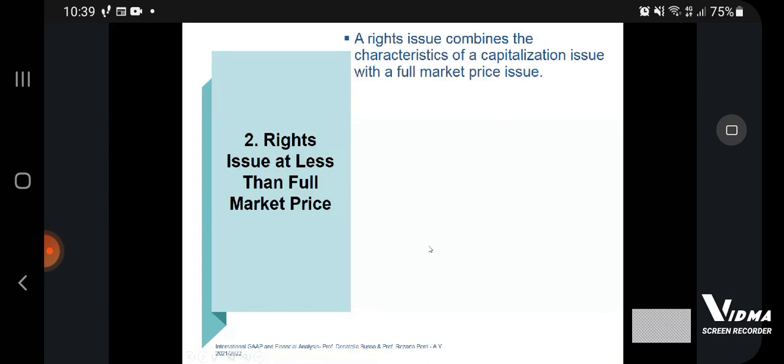Okay, so basically what a rights issue does is that it combines some features from the capitalization or the bonus issue, let's say, with a full market price issue. Full market price when I sell the share at a full market price, and bonus when I offered the share at no consideration at all. That means if I offer at a price less than the market price, this has combined features of a bonus issue and a full market price issue. So something in between, let's say.